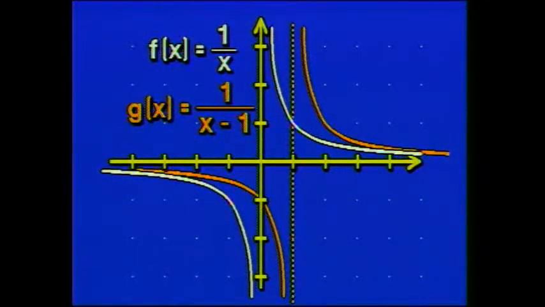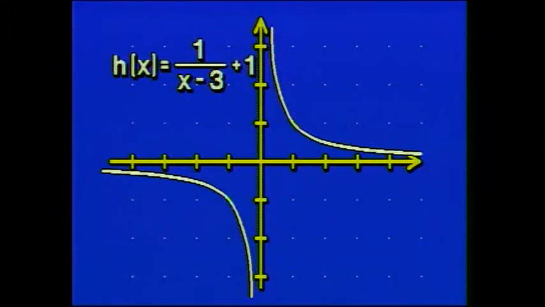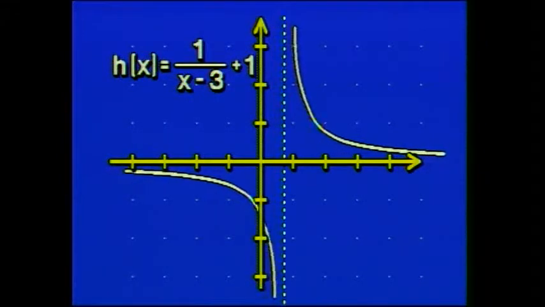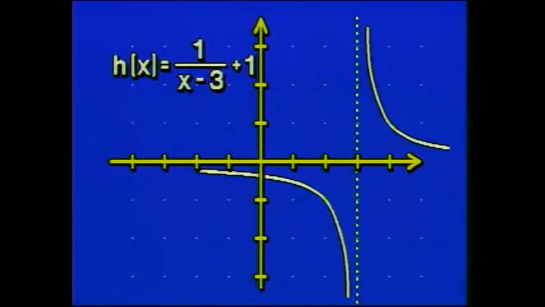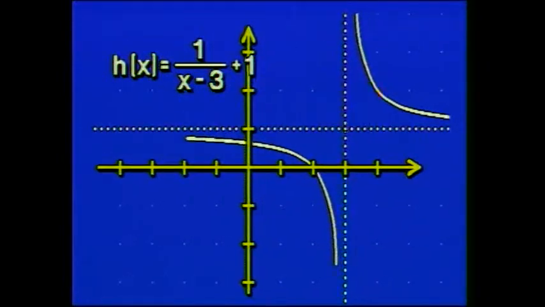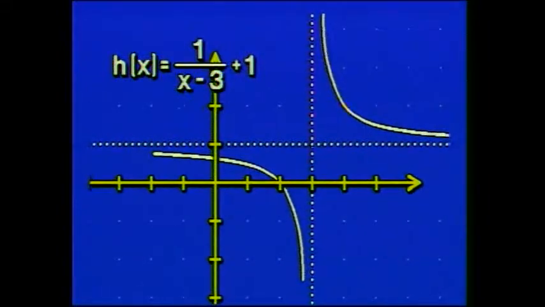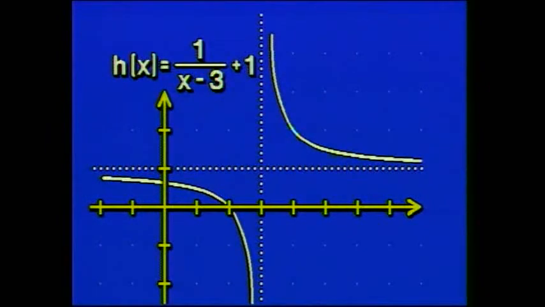Well, now let's go to our original function. We have both of these elements involved, that is a horizontal and a vertical movement of a fundamental graph. The x minus 3 in the denominator would cause the graph to move 3 positions to the right on our coordinate plane, and then of course the plus 1 would cause the graph to move up 1 on the coordinate plane. So here's the graph, and it certainly is a graph that we found earlier by using the point plotting method.